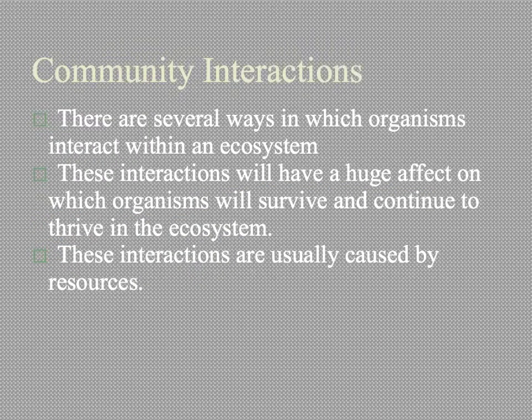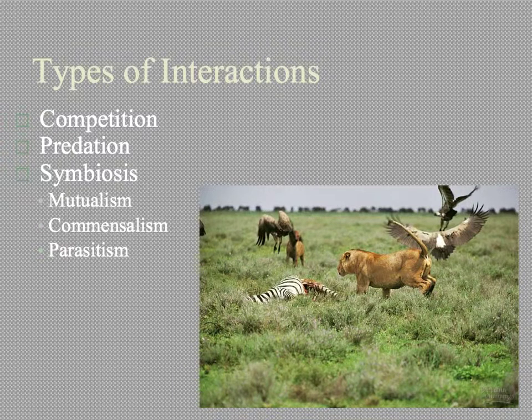Alright, so these community interactions. So what role does an organism play within the ecosystem? There are several ways, and these interactions will have a huge effect on which organisms will survive and continue to thrive. And these interactions are usually caused by different resources. So water, food, shelter, that type of thing. The types of interactions that we're going to be looking at include competition, predation, symbiosis, and of the symbiosis, there's three different components: mutualism, commensalism, and parasitism.